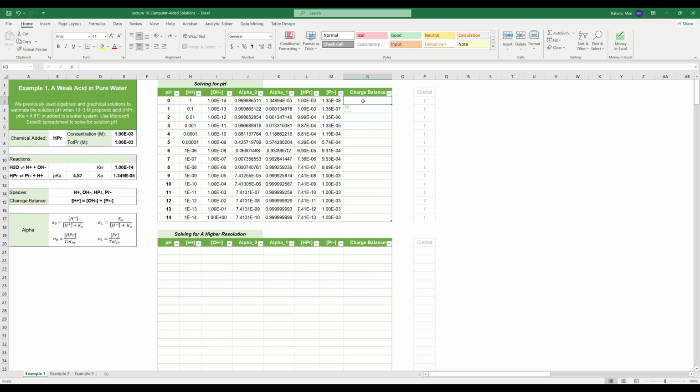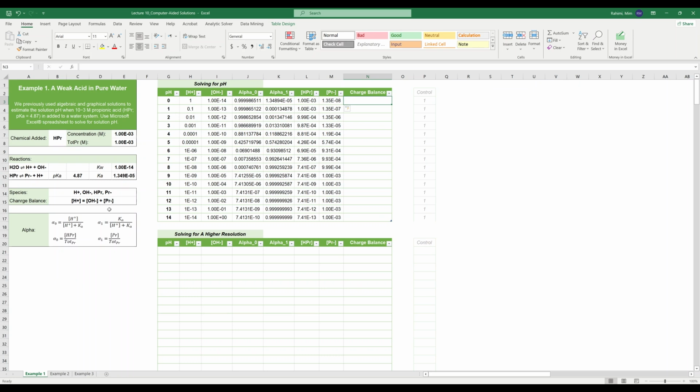So now this is the last step, the core of this Microsoft Excel strategy to calculate pH. We know that at all of these given pH values, we have the contribution, the speciation. But which one of these satisfies the charge balance? If we look back into the graphical solution, what we defined was that the left hand side of the charge balance, in this case H plus concentration, must be equal to the right hand side, in this case OH minus plus PR minus.